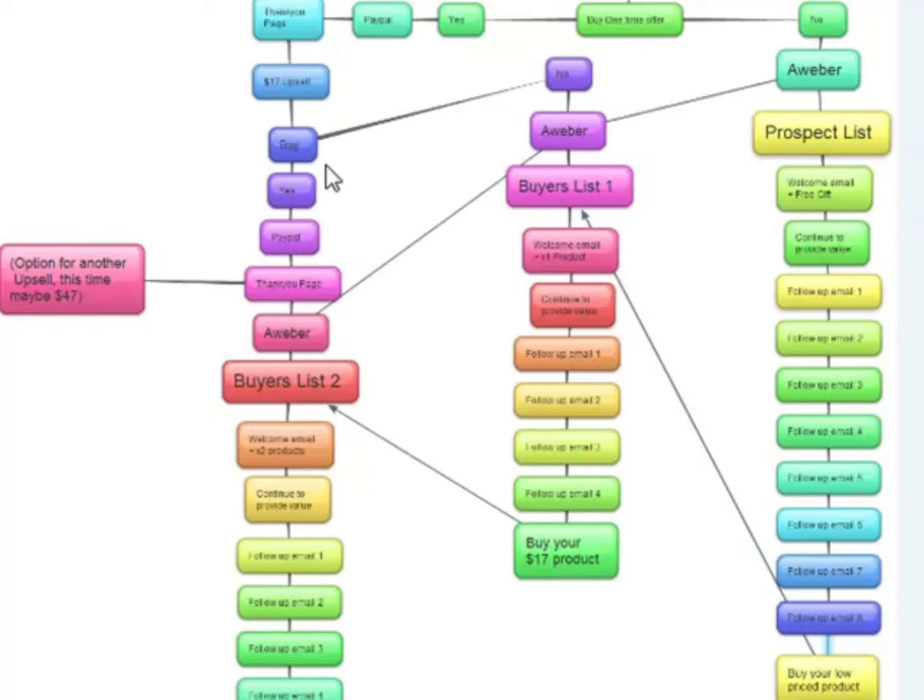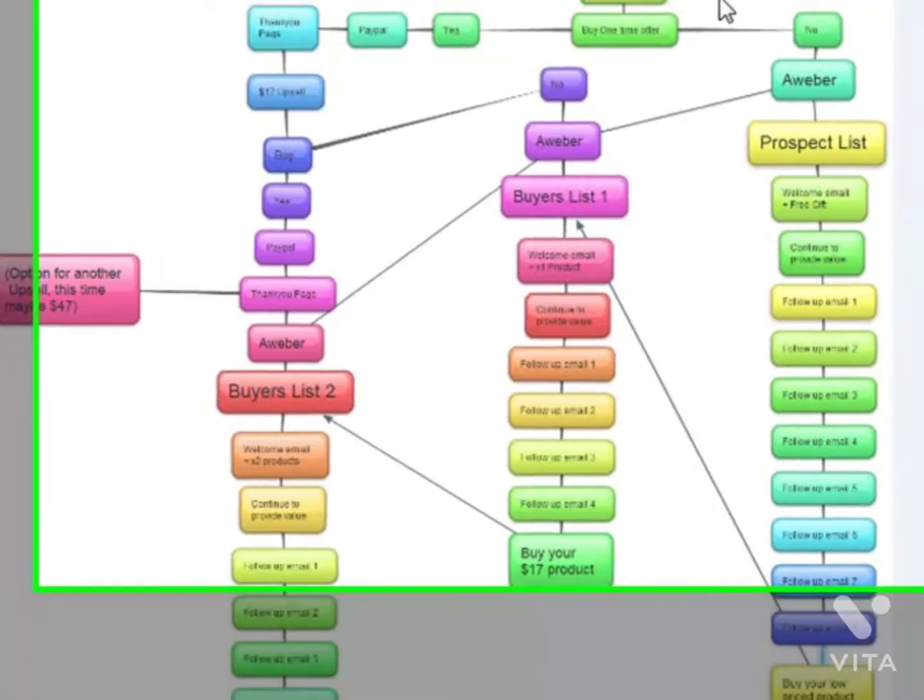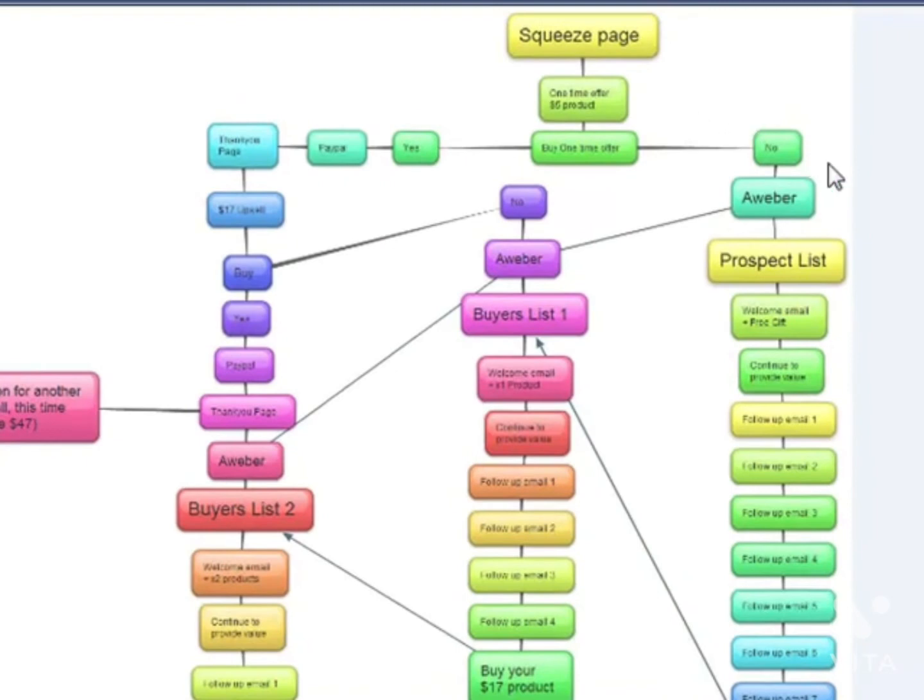If they don't buy the $17 upsell, which some won't, then you just put them on buyers list number 1, because they've obviously still purchased your product, which was your one-time offer. Of course, if they don't even buy your one-time offer, then you put them on your prospects list, which is exactly what you would do anyway, and you just follow up with them until they decide to make a purchase.